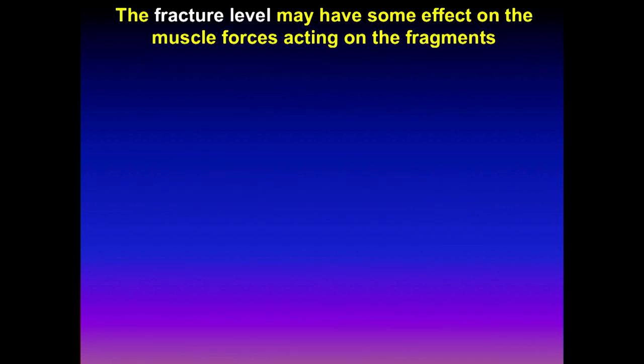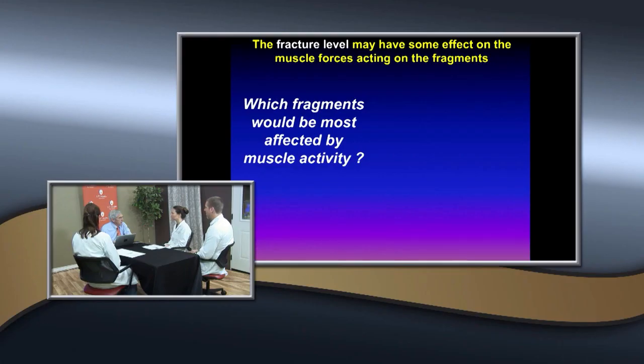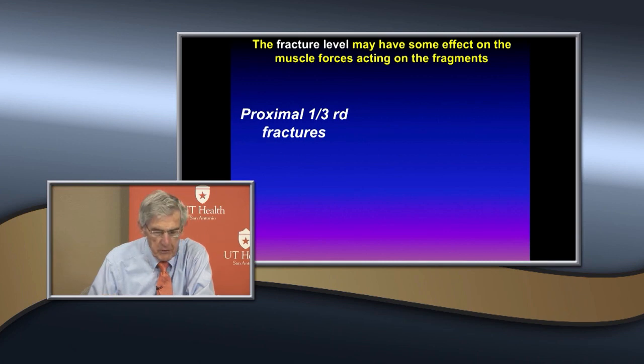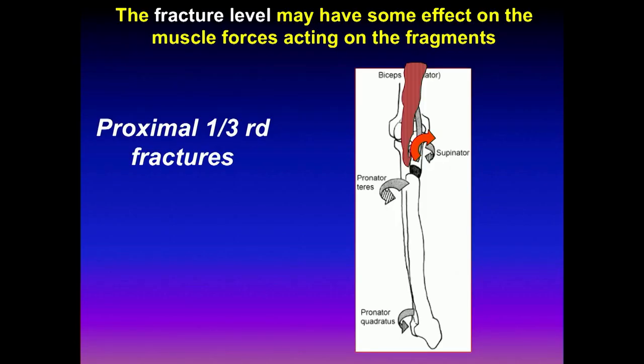Well, the fracture level may have some effect on the muscle forces, as we talked, acting on the fragments. And which ones are most affected by muscle activity? We just went through that. It's the proximal one-third fractures, because the muscle is attached to that proximal one-third. And here again, we go through this. It causes external rotation, the biceps and the supinator combined.